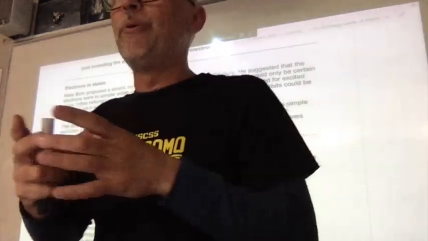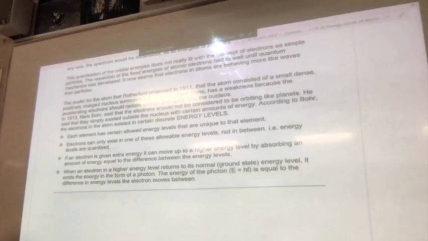So that's the important distinction there. The model for the atom that Rutherford proposed in 1911, in which the atom consisted of a small, dense, positively charged nucleus surrounded by a cloud of electrons, has a weakness, because the accelerating electrons should radiate energy and spiral into the nucleus. In 1913, Bohr said that the electrons should not be considered to be orbiting like planets, because that wasn't really accurate. It didn't explain what they saw. He said that they simply existed outside the nucleus with certain amounts of energy.